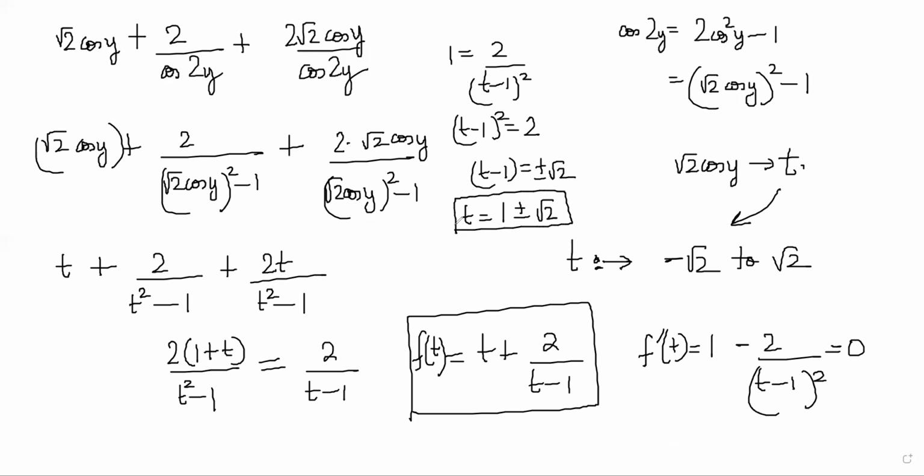Correct. And t varies from minus root 2 to root 2. So t cannot be 1 plus root 2, right? It cannot be 1 plus root 2. It has to be 1 minus root 2, right?